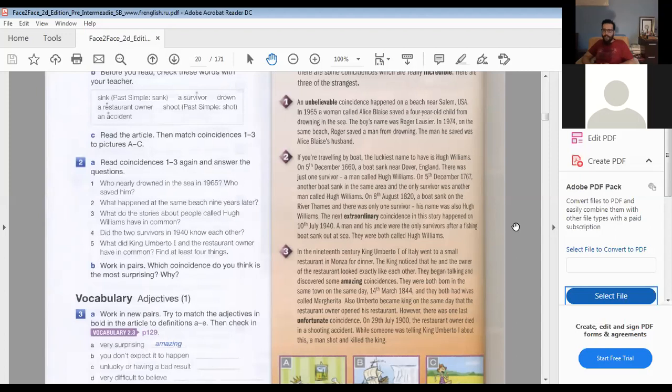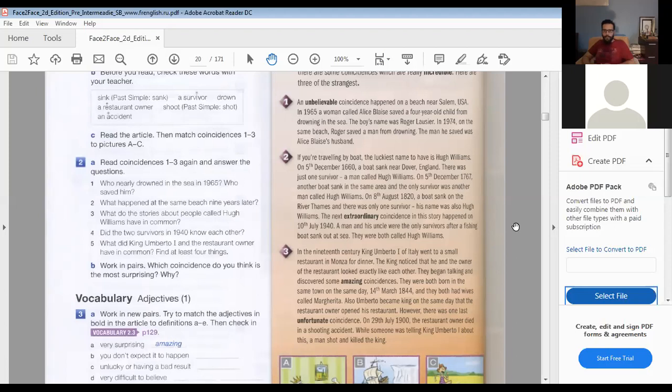Okay, and what's the child's name? Roger Laster. Correct. Yes, the boy's name was Roger. And that's his last name, Lausier. I don't know how to say it. Correct. So the boy's name is Roger. Who saved Roger? Alice Blaze. Correct. The woman's name is Alice Blaze. Very nice. All right, number 2.